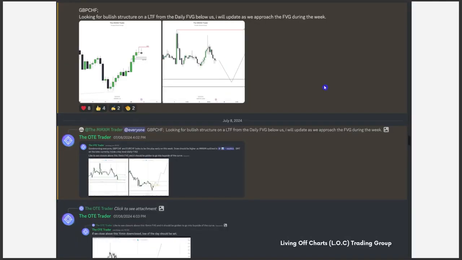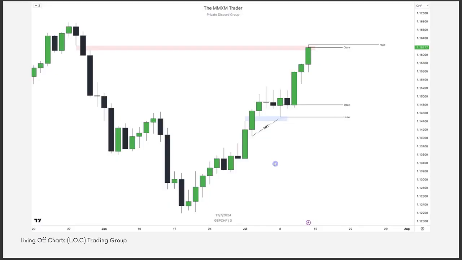First of all, we've got an example of the call out we did, and this was done before the markets were open on a Sunday, and we were looking for that daily fair value gap to get hit and then an expansion higher. And we focused on GBP CHF the entire week, right? So after we hit that daily fair value gap as well, I started to tape read where we should find opportunities. And this is just proof of concept before it happens without hindsight.